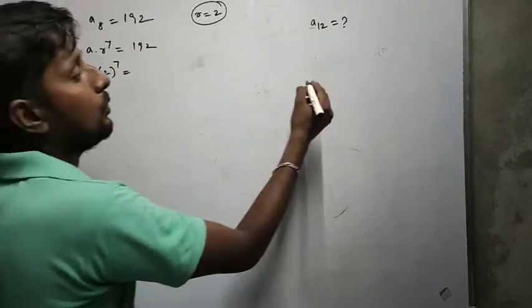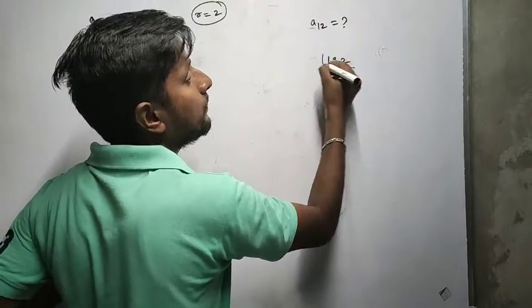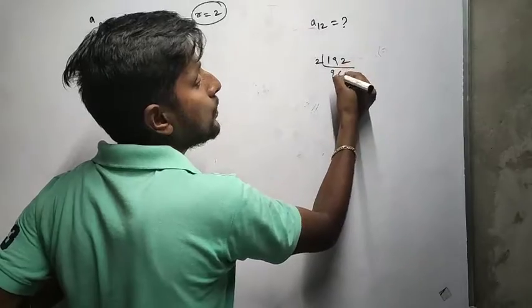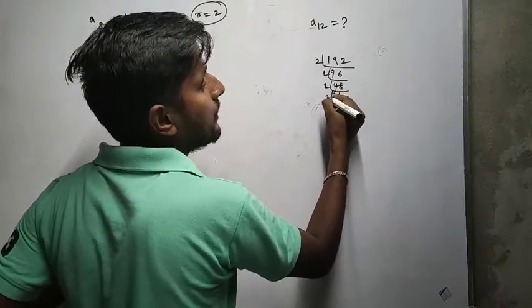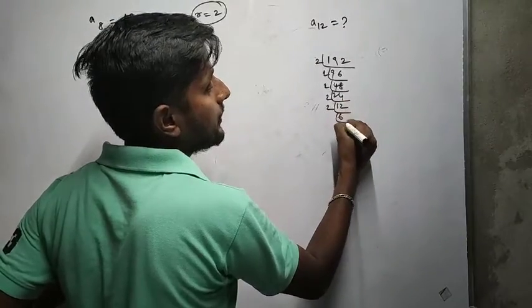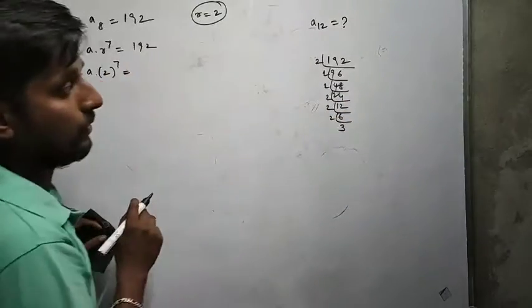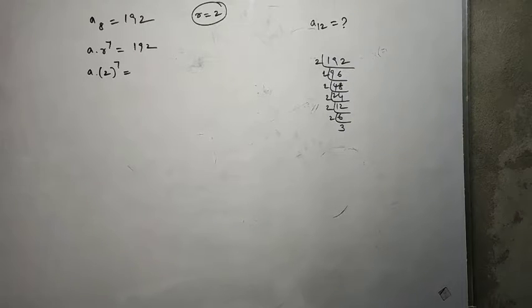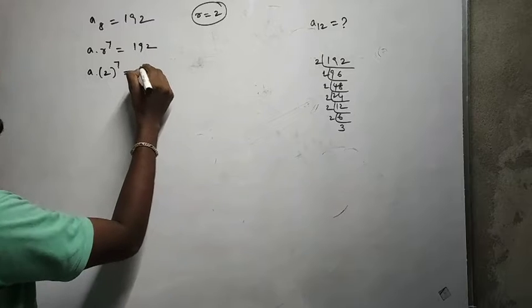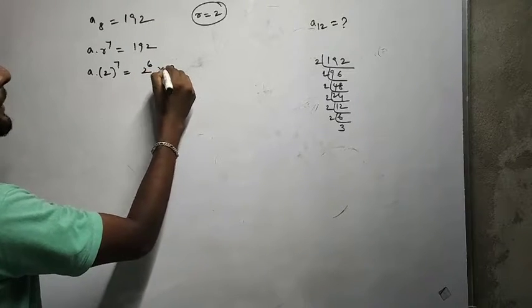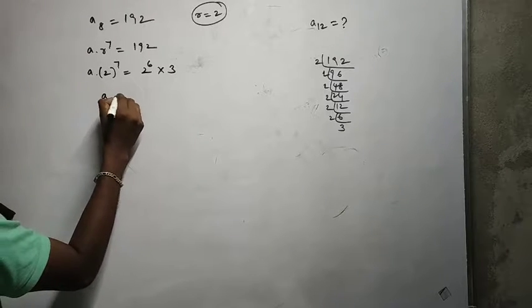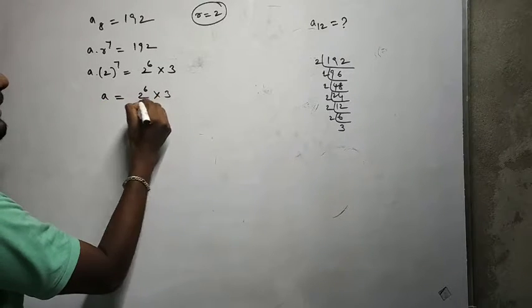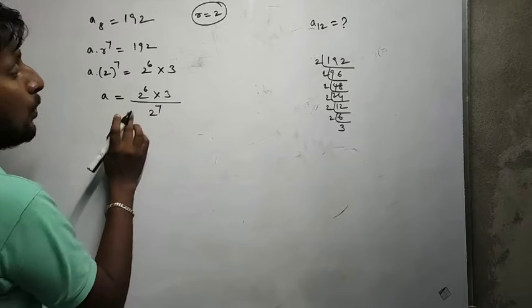Let's factor 192. 2 sixes are 12, 2 twos... again 48 times, again 24 times, again 12 times, 6, 3s also. So we'll express it as 2 power 6 into 3. It is multiplying, no? When it comes across, it divides. So simply we'll write A is equal to 2 power 6 into 3 by 2 power 7.